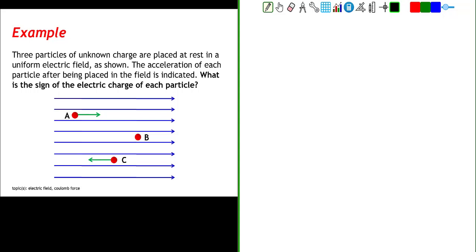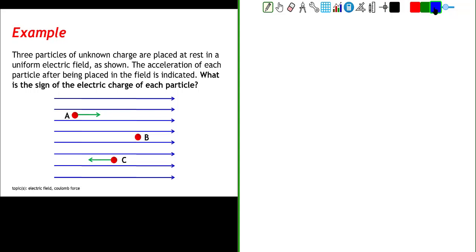Three particles of unknown charge are placed at rest in a uniform electric field as shown. The acceleration of each particle after being placed in the field is indicated. What is the sign of the electric charge of each particle?